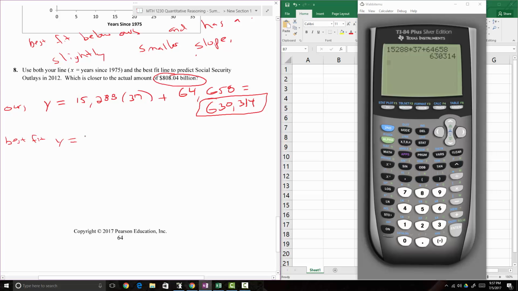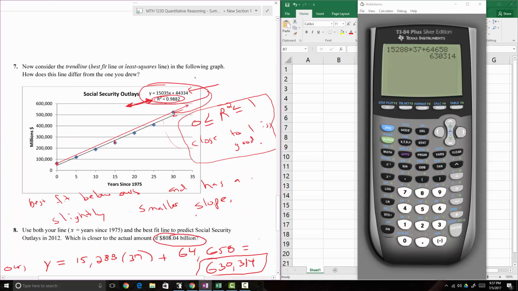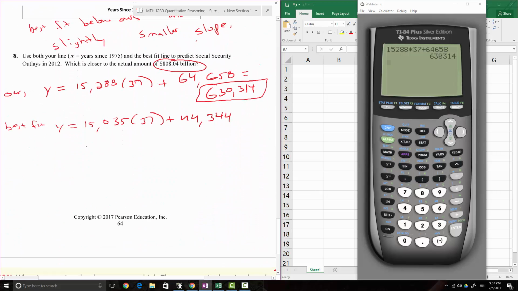So this would be 15,035 was the slope, plus 44,344. Again, I'm pulling this off of here. This tells you the equation of the line. If we simplify this, you should get 600,639, I believe, is what we got before. So which one is closer? Well, actually, ours is closer.